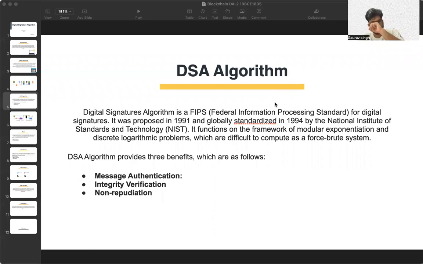It provides three benefits, which I'll explain. First is message authentication, integrity verification, and non-repudiation. Message authentication: we can verify the origin of the sender using the right key combination. Integrity verification: it is not possible to tamper with the message, since it will prevent the bundle from being decrypted together. Non-repudiation: the sender cannot claim that they never sent the message if the signature verifies.